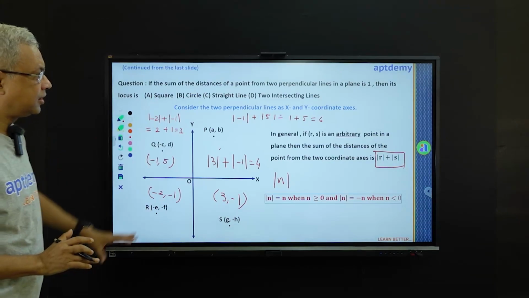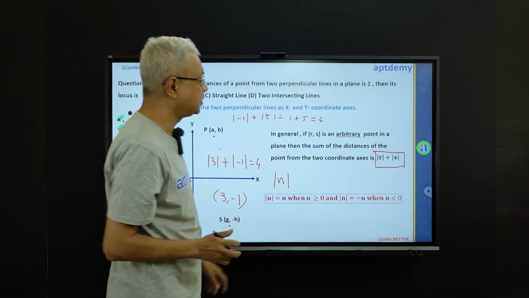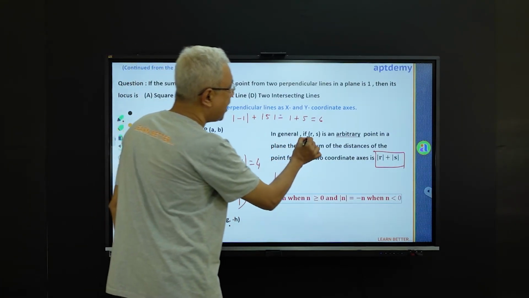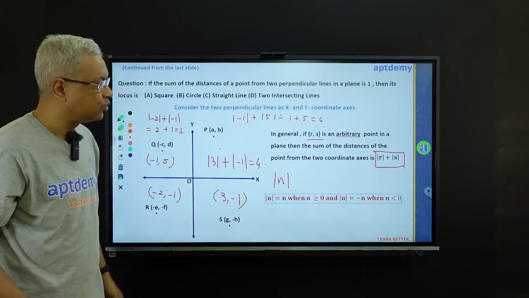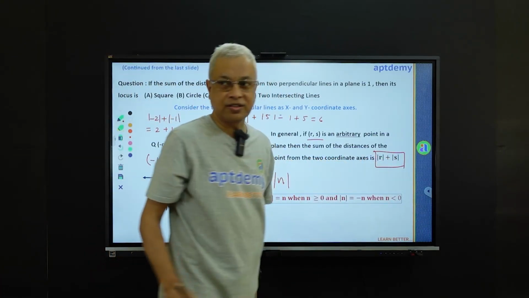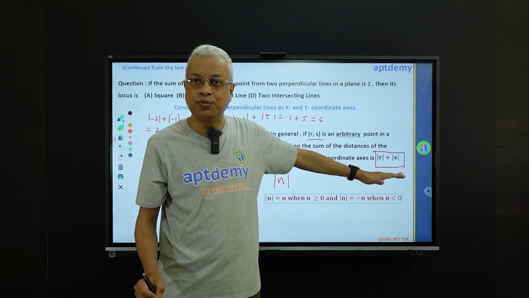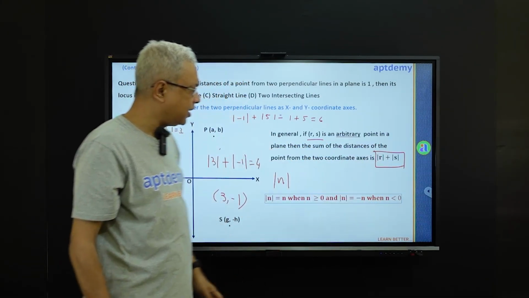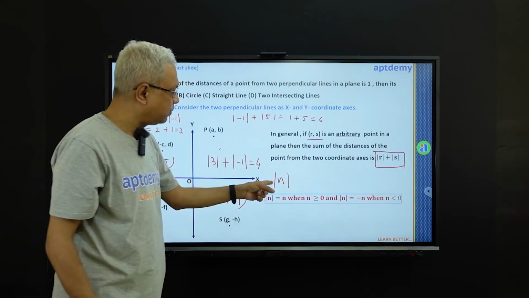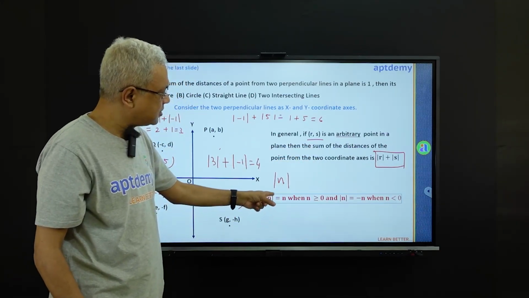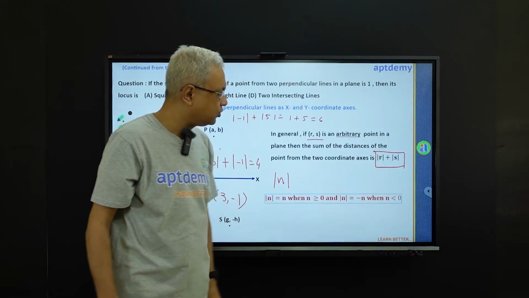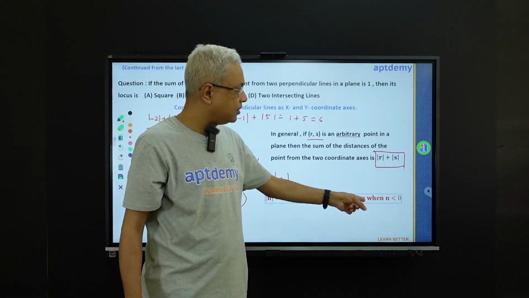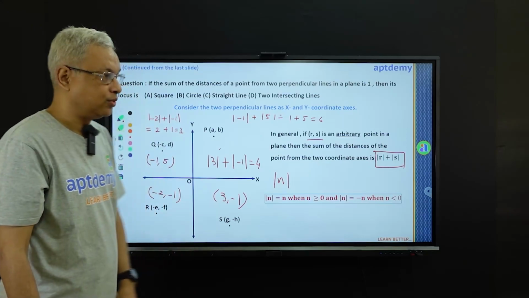So the correct expression for the sum of the distances of the point R, S from the coordinate axes would be mod R plus mod S. If you understand up to this point, then you are almost through with this problem. I think this is clear. And remember, what is the definition of mod n? Mod n is n when n is greater than or equal to 0, and mod n is negative n when n is less than 0.